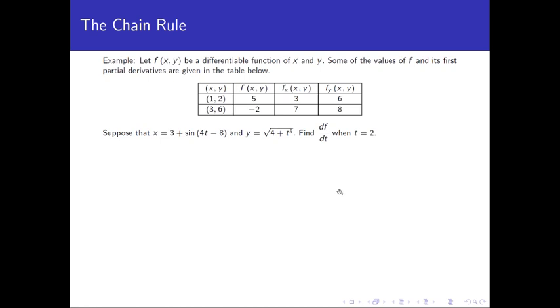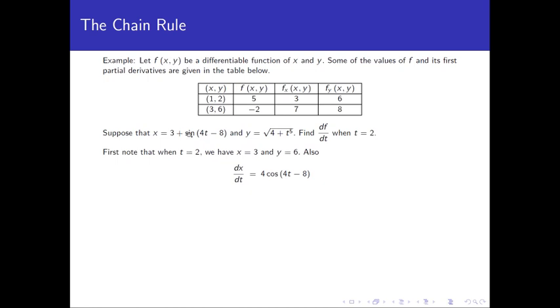Let's do one where you're not given explicit functions. So let's say we have a table of values here, and they tell you how x is defined in terms of t and how y is defined in terms of t, and it wants you to find the derivative of f with respect to t at 2. First thing that we notice is that when t is 2, x is 3 and y is 6, just plugging those into the functions for x and y.